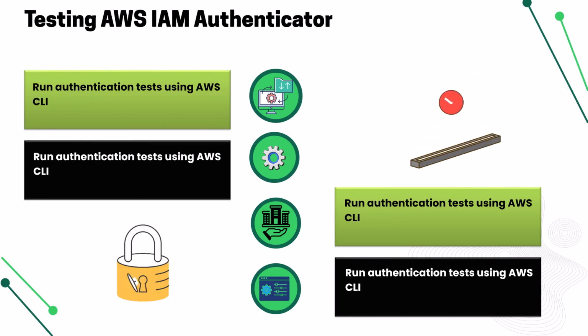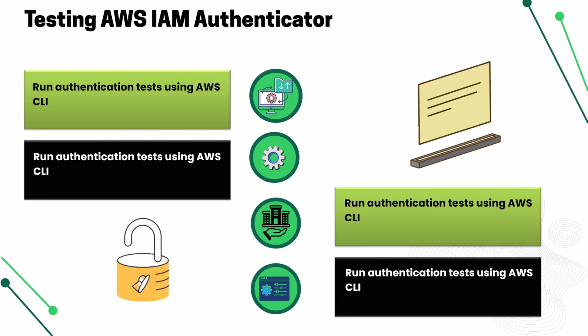Testing time. Run authentication tests using AWS CLI. Think of it as a security checkpoint. If something's off, check the logs for errors. IAM roles and policies need to be validated, because permissions matter. Lastly, ensure your Kubernetes cluster access is working. If it's not, well, time to put on your detective hat.